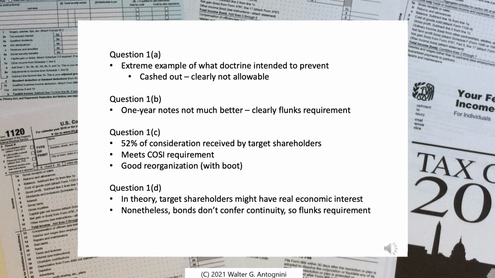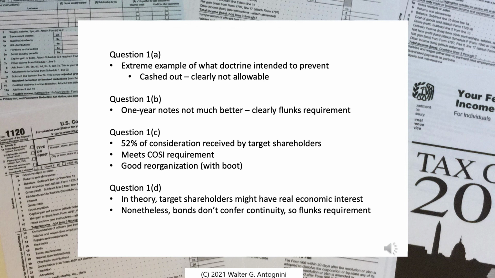In question 1A, A and B each receive cash of 50. Clearly, the most extreme example of what the continuity of shareholder interest doctrine is intended to prevent is brought up in this example. Receiving nothing but cash represents no continuing interest, and this will not be a reorganization, even though it meets the other requirements for being a reorganization, such as being a merger, as would be described in section 368(a)(1)(A). In question 1B, they each receive 1-year notes with a face and value of 50 each. This is not much better. While one might argue that being a debtor, owning short-term obligations of the acquirer connotes more of a continuing interest than mere cash, this is clearly insufficient to confer continuity. So the outcome is the same as 1A, no reorganization.